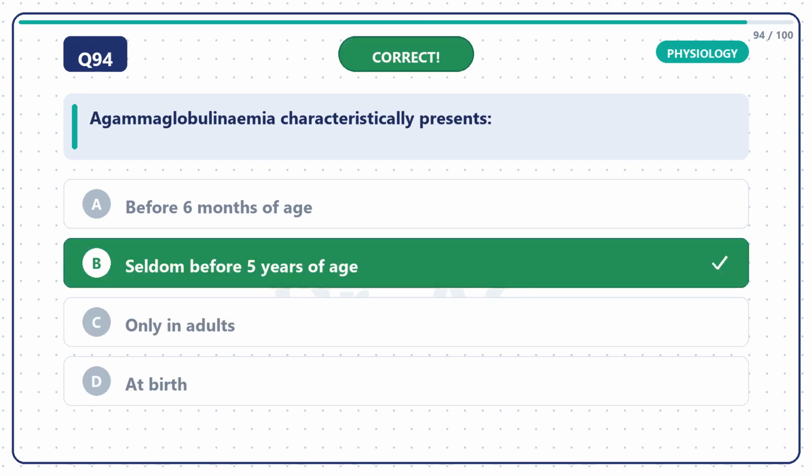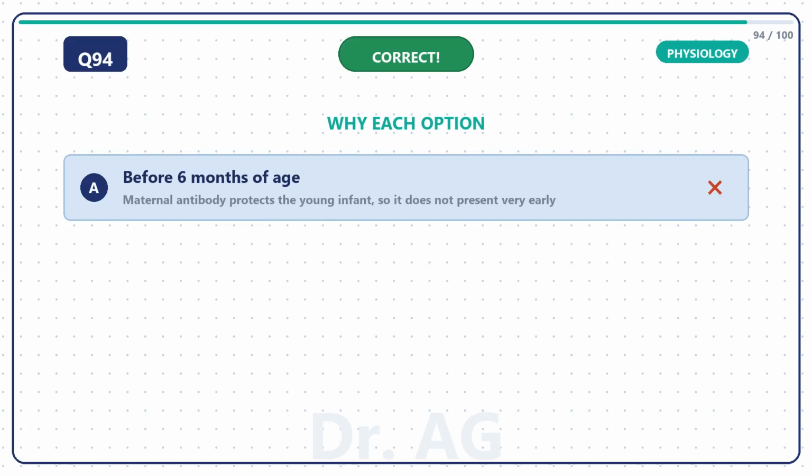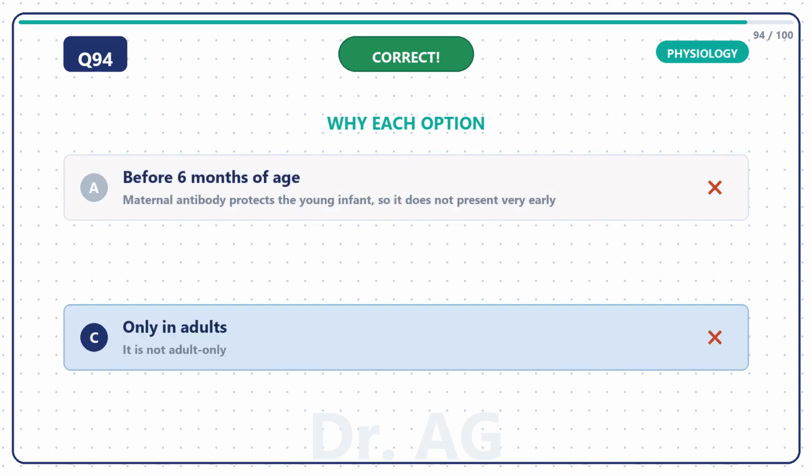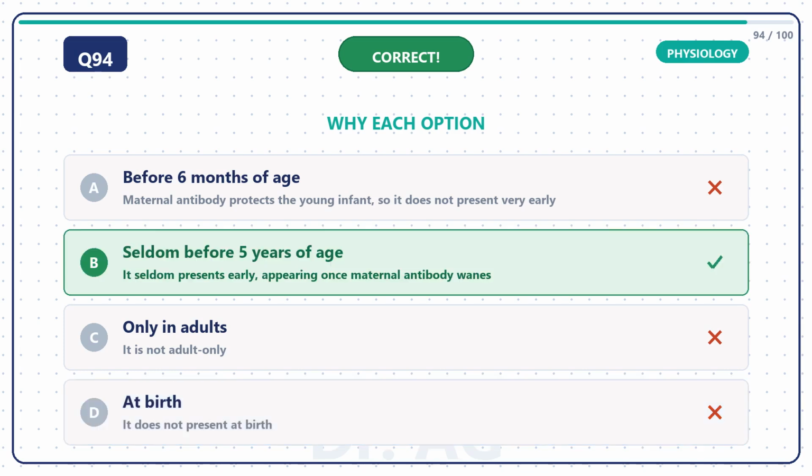Seldom before 5 years of age. Let's go through the options. Before 6 months of age: maternal antibody protects the young infant, so it does not present very early. Only in adults: it is not adult only. At birth: it does not present at birth. And the correct answer is seldom before 5 years of age. It seldom presents early, appearing once maternal antibody wanes. So, the right answer is option B. Seldom before 5 years of age.